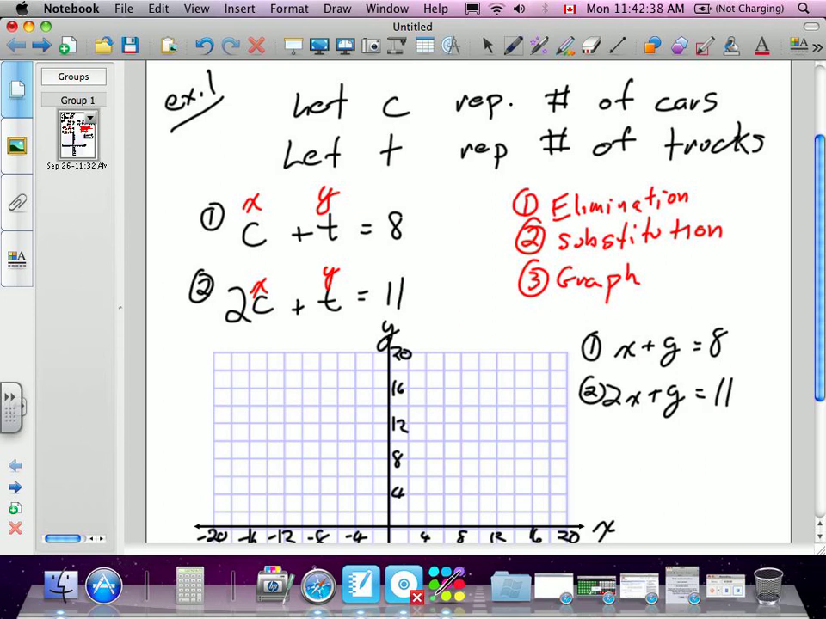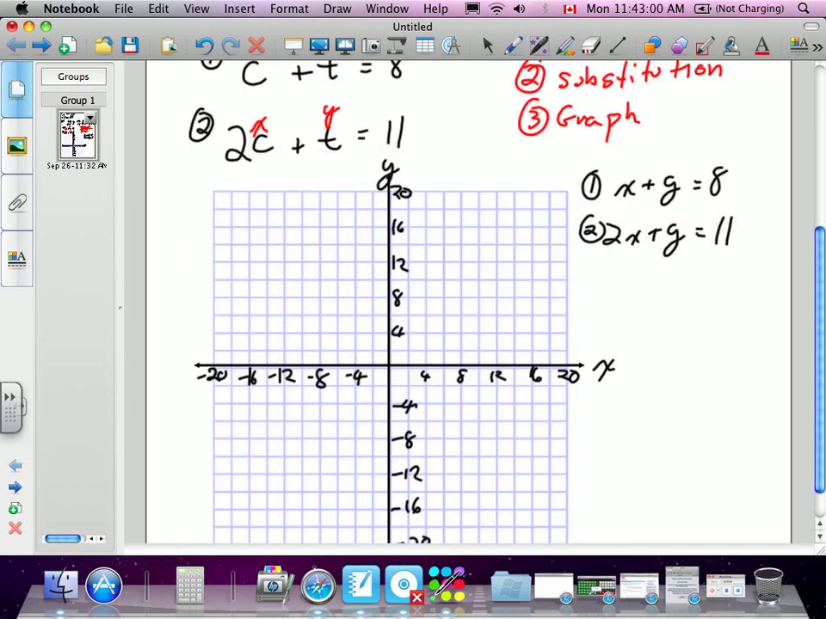Now, in order to graph something, I have to put it into a specific form. I have to set it equal to a specific variable. Which one? Yeah, I need it to look like y equals mx plus b, or in other words, I need to set it equal to y. So I have to rearrange both of these equations. So, very first equation, to set it equal to y, all I have to do is move the x to the other side. So our new equation 1 becomes y is equal to 8 minus x. And again, to set equation 2 equal to y, I just got to move over 2x. So I'm left with equation 2, y equals 11 minus 2x.